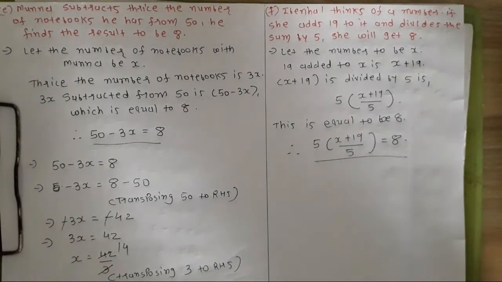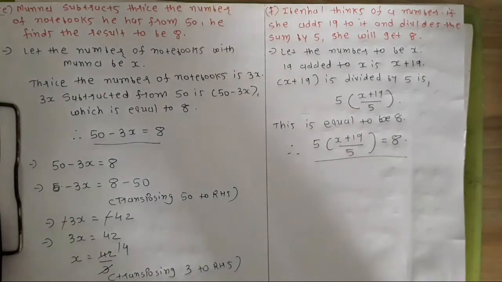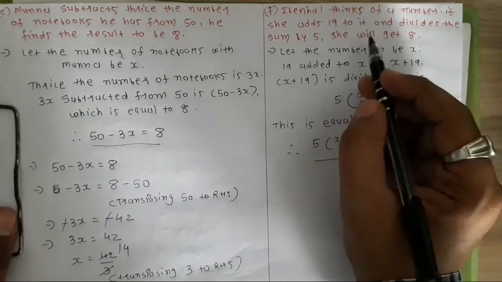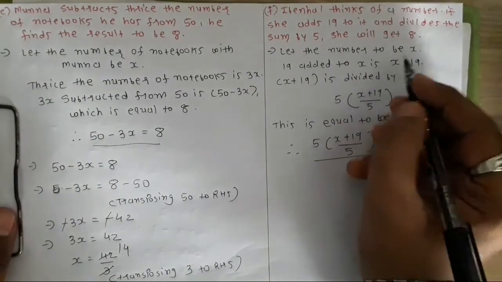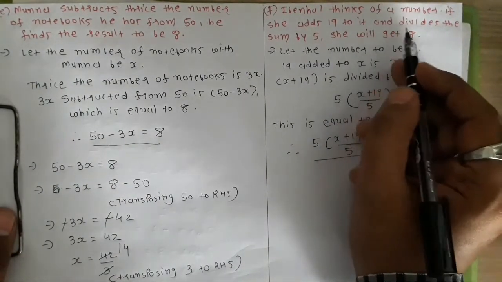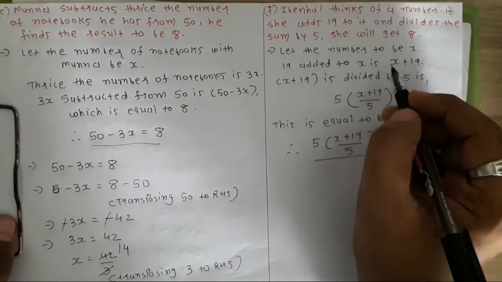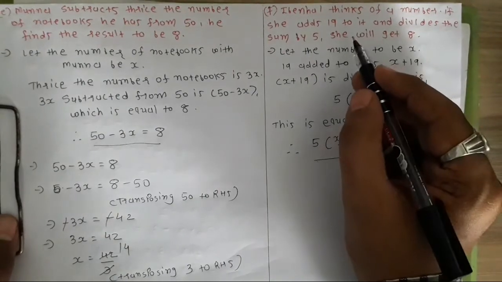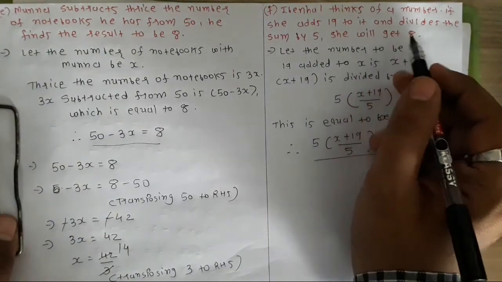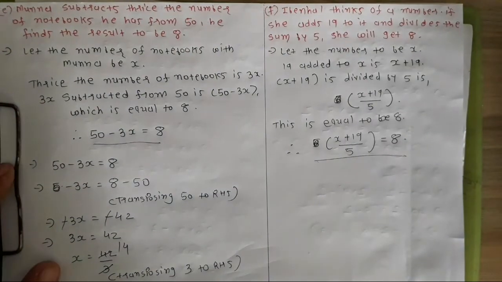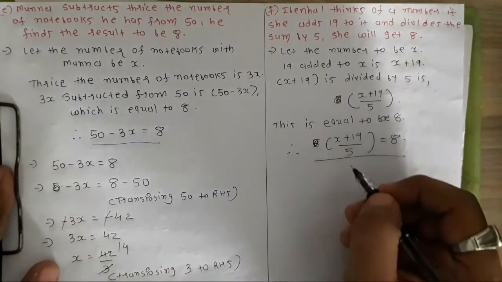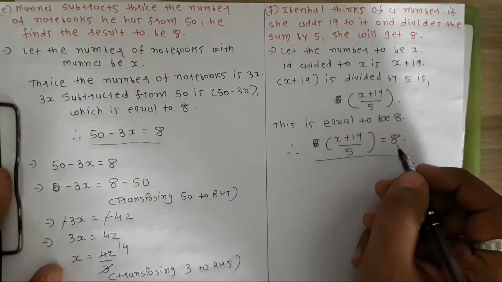Now Ibn Hal thinks of a number. That means she thinks of a number and adds 19 to it. So first of all, let the number be x. Now she adds 19 to it, so x plus 19, and divides the sum by 5. Now she will get 8. So as a result, she is getting 8. So x plus 19 divided by 5 is equal to 8.